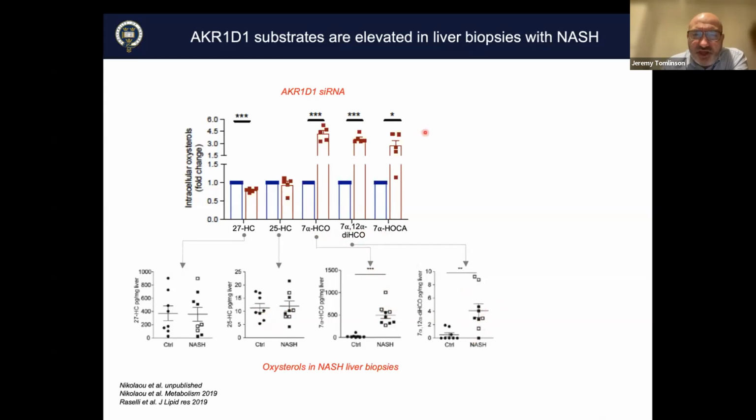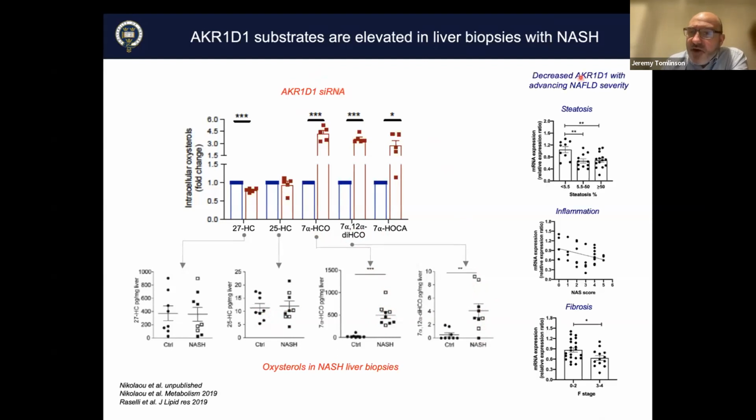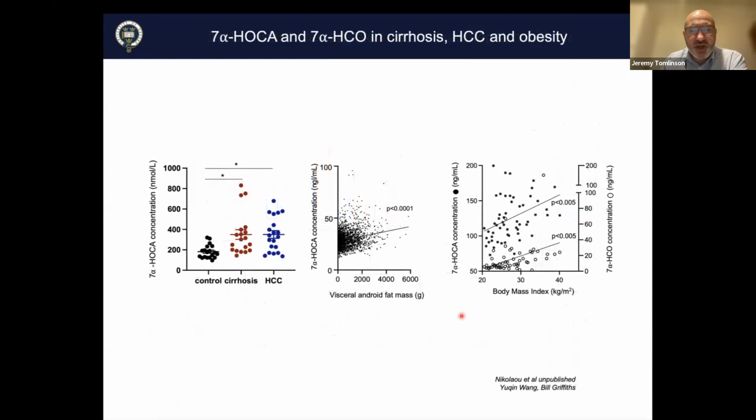So the pattern that you see with AKR1D1 knockdown, bear in mind that we know, and this is data you've already seen, AKR1D1 goes down with increasing severity. You can imagine that there's a hypothesis that you can generate that shows that downregulation of AKR1D1 translates to elevation of these oxysterols here, which appear to be elevated in patients with NASH. And that is quite an exciting tie-in from cellular models all the way through to liver biopsies from patients with moderately advanced liver disease. Again, this is unpublished data from Nick and from Bill and Yukin in Swansea.